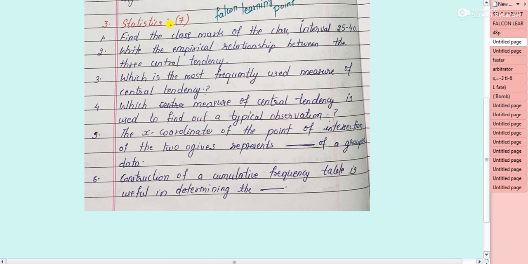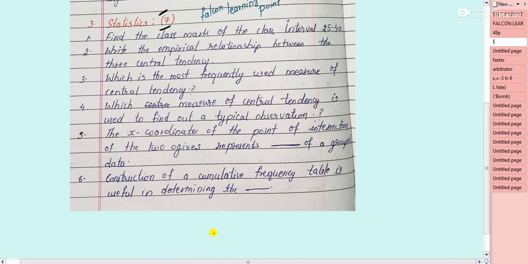You are going to get definitely a 7 marks question from this chapter. Okay, so I have prepared those types of questions. If you practice them, you are definitely going to score 7 marks. Got it? So let us solve one by one.